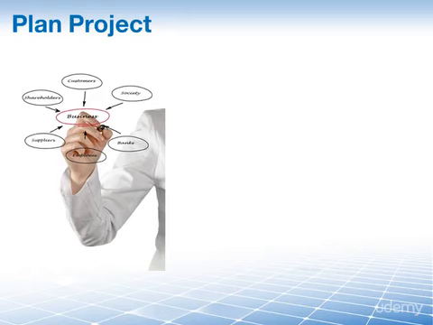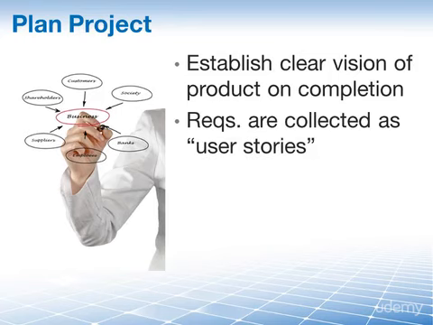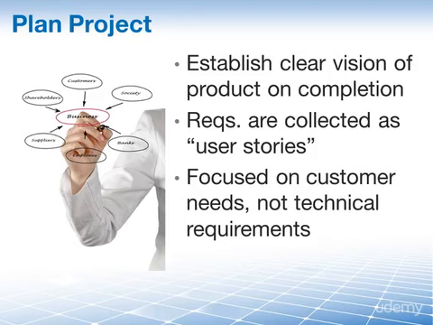So, the Agile development cycle begins with the Agile project team and customers establishing a clear vision of what the product should be when the project is completed. This vision is expressed in a collection of customer requirements called features or user stories, which are high-level descriptions representing user requirements. These user stories are specifically worded to reflect the customer's intended use and keep the product focused on meeting customer needs rather than meeting specific technical specifications.